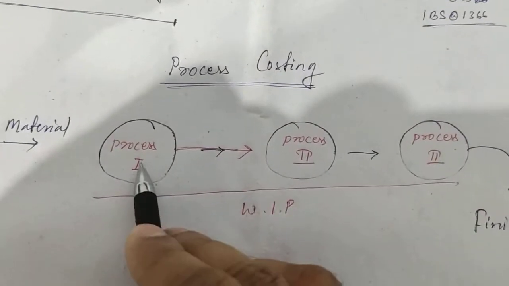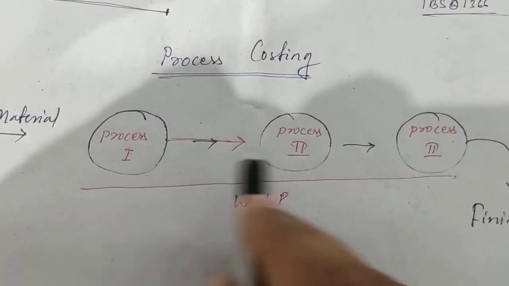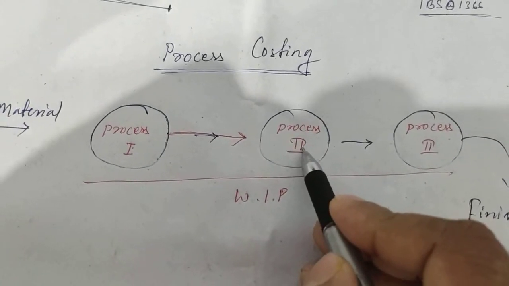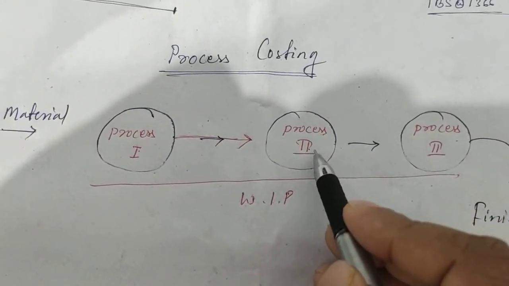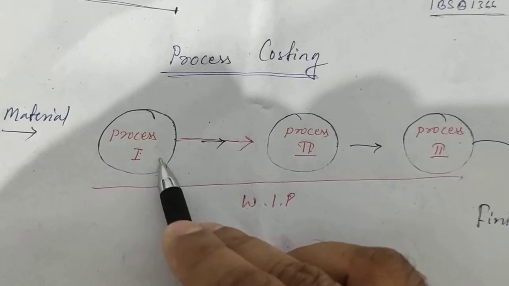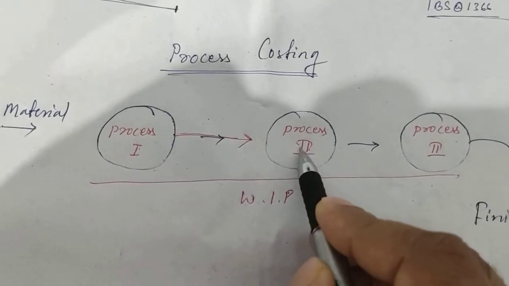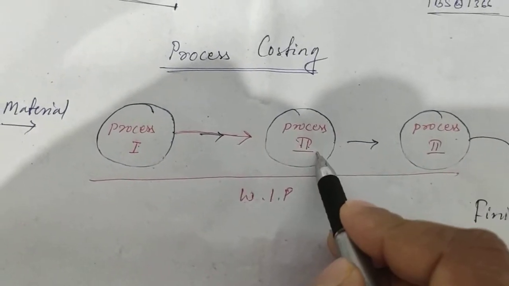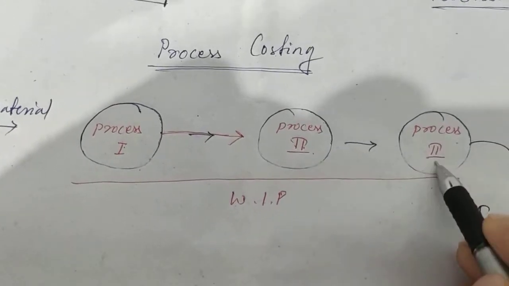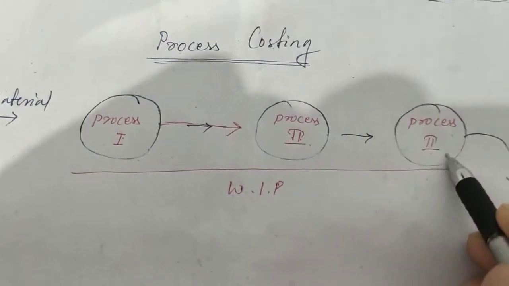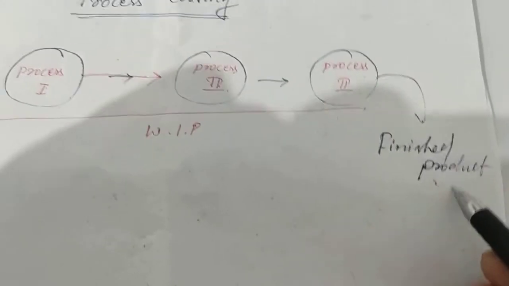So output of process 1 should be the input of process 2. After getting the finished product in process 1, that should be transferred to process 2. After process 2 completion, that should be transferred to process 3. After process 3, we get the finished product.